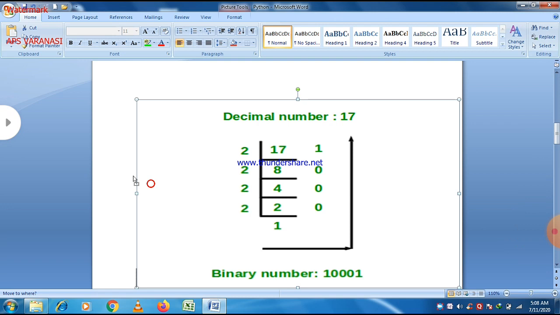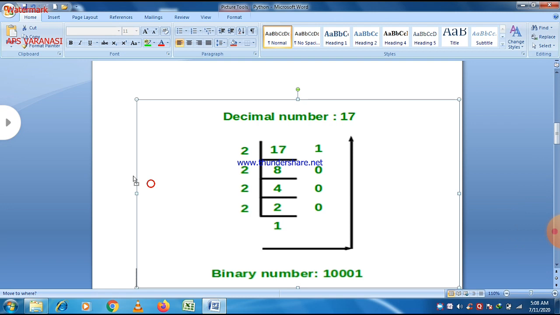Again 8 will be divided by 2, and the answer is 4, remainder is 0. Again 4 is divided by 2, answer is 2, remainder is 0. Again 2 is divided by 2, answer is 1, and remainder is 0. So finally we get the number in terms of binary. Always read this number in the upward direction, starting from the last element, which is 1 in this case. So the number is 1 0 0 0 1.